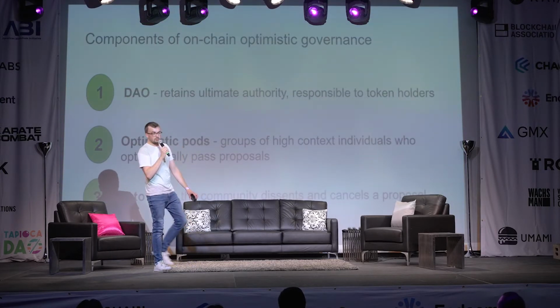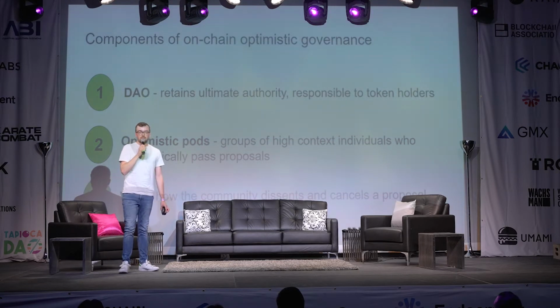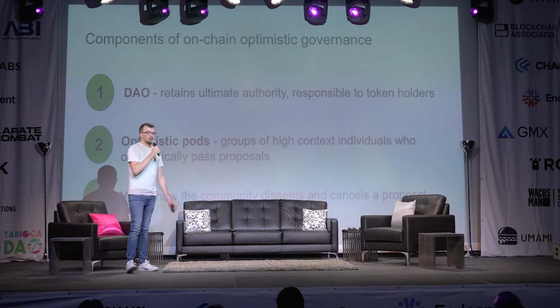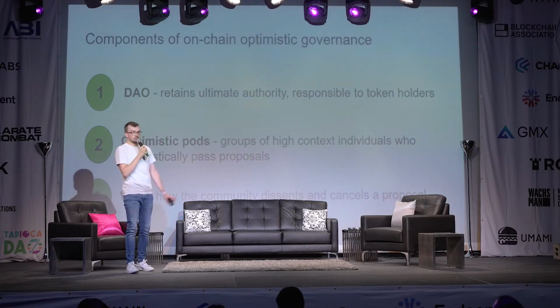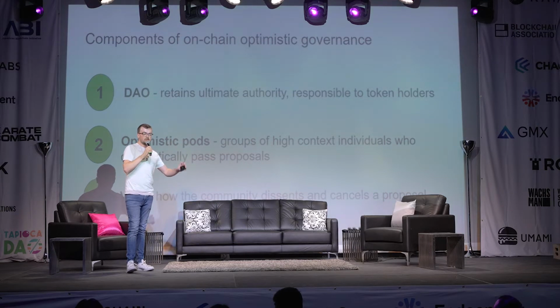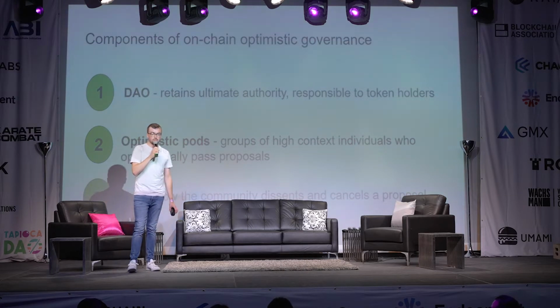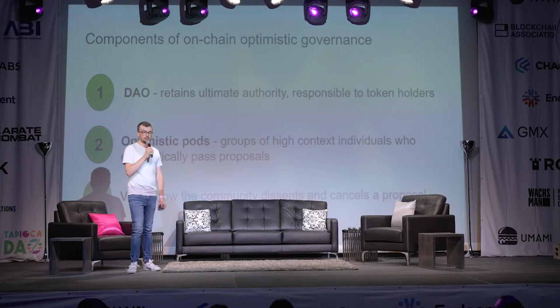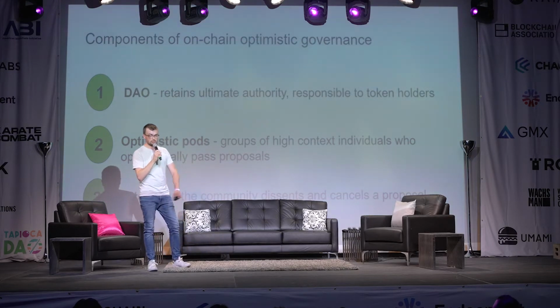So how do you build this on-chain? There are 3 components if you want to implement this at your DAO that are very useful. There's 3 components to this system. So the first one is the DAO. It's important to recognize that even if you have optimistic governance, your DAO is still going to be the ultimate arbiter of everything that happens. It's still the ultimate authority. It can overrule optimistic governance. If token holders don't like something, they can vote and prepare a proposal to do something. So that's the first part.